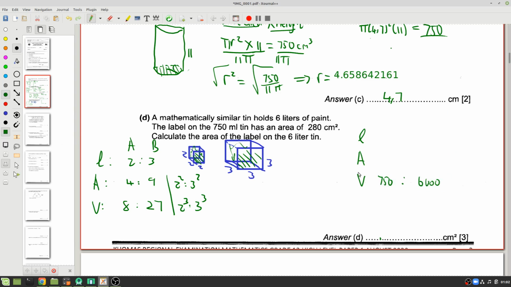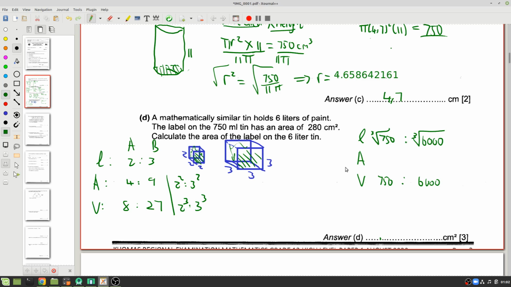And so we can find out the ratio of the lengths and the areas as well. To get from volume to length, we have to take the cube root, right? In this case we had 8 to 27, so the length ratio would be 2 to 3, because that's the cube root of 8 and the cube root of 27. So we take the cube root of 750 and the cube root of 6000. So that's the ratio of the lengths.